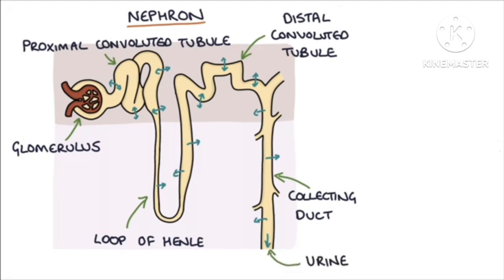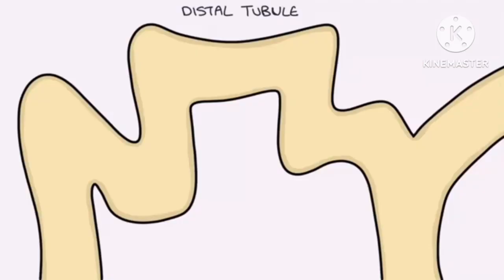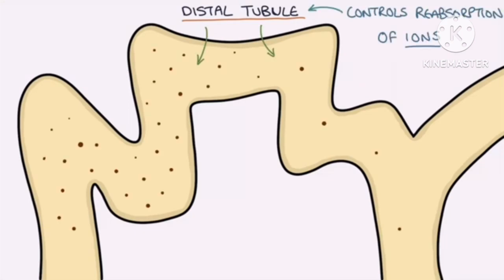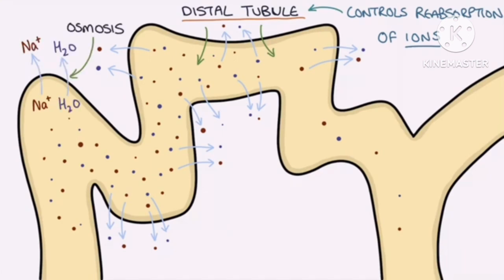For the purpose of understanding thiazide diuretics, we're most interested in the distal tubule. The role of the distal tubule is mainly to control the reabsorption of ions from the filtrate into the blood, and water passively follows these ions, particularly sodium. So when extra sodium is absorbed, water follows it by osmosis.